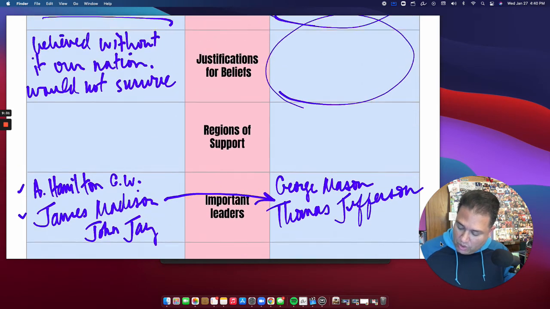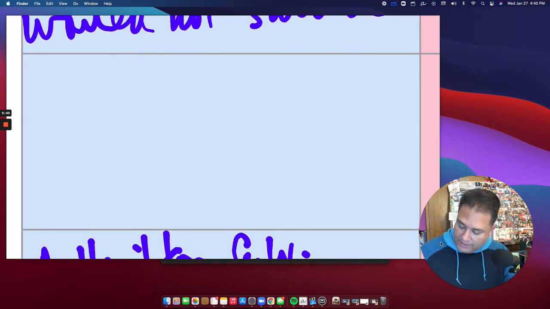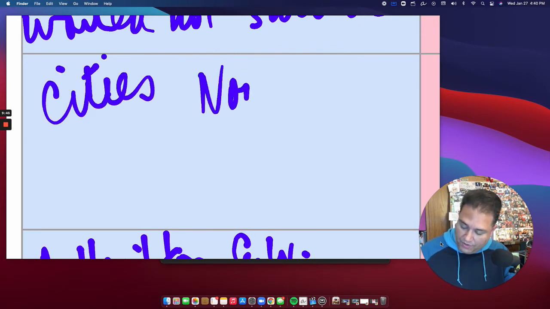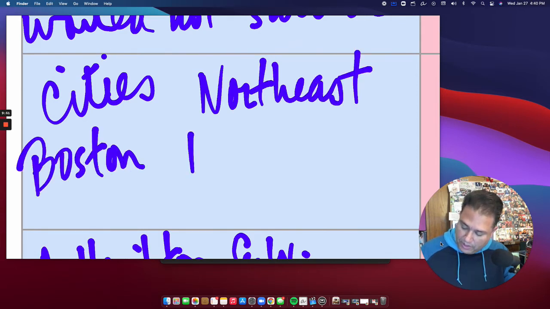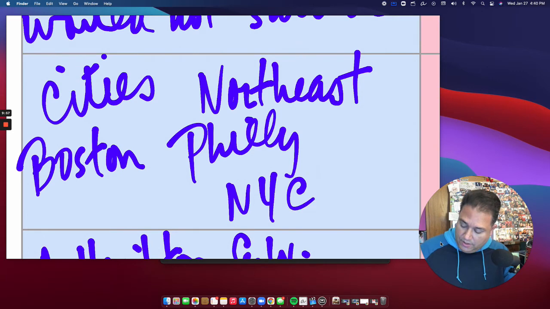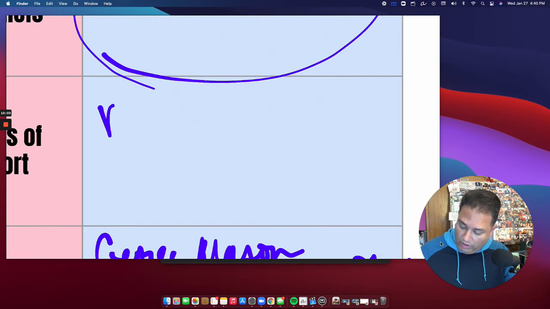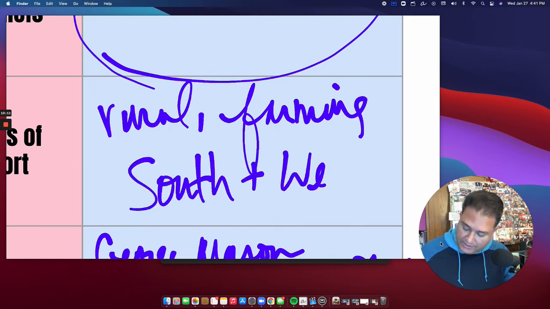Regions of support. So regions of support means where were they getting their support from? What regions of the country? So regions of support for the Federalists, I would say, would be the cities, right? The Northeast. Particular cities, Boston, Philadelphia, New York City, of course. So cities like that, right? And then regions of support for the Anti-Federalists would be the rural areas, rural farming communities, right? And then the South and the West.